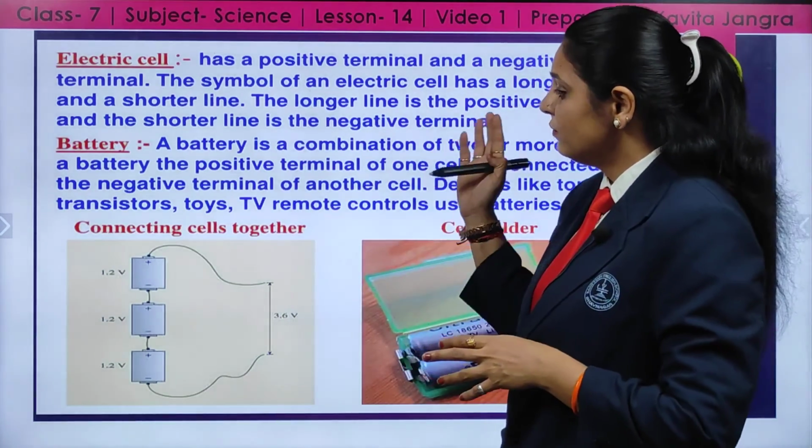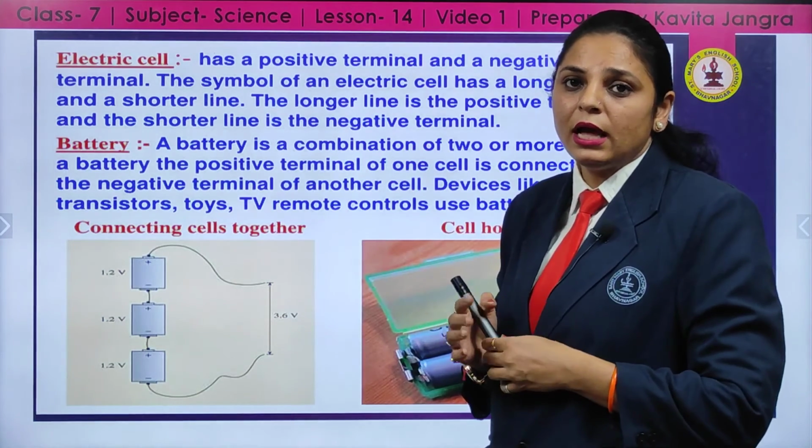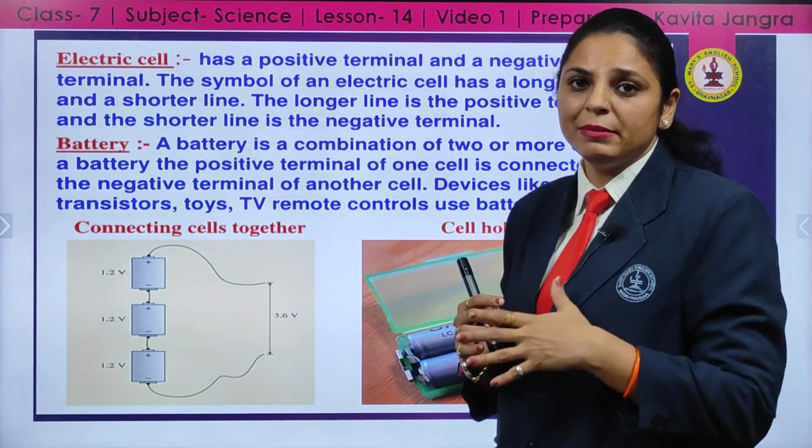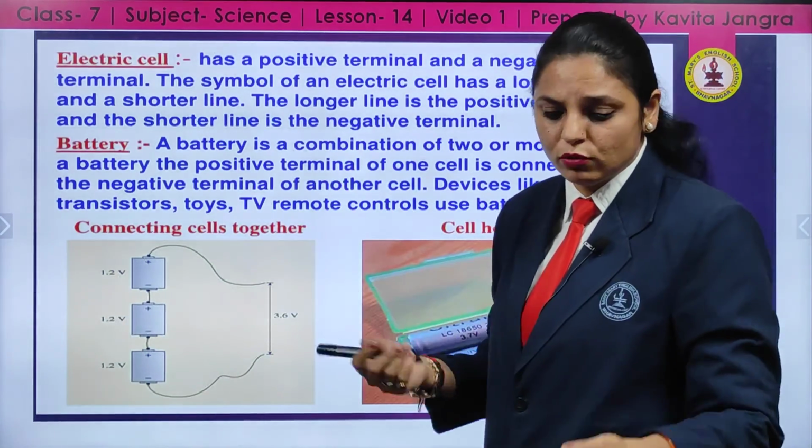So this is what we have studied about the electric cell, having positive and negative terminals, a metal cap and metal disc, then the battery, which is a combination of 2 or more than 2 cells. So this was all about the first part of this video. Soon we will meet in the next part with some interesting facts about electricity and its effects.